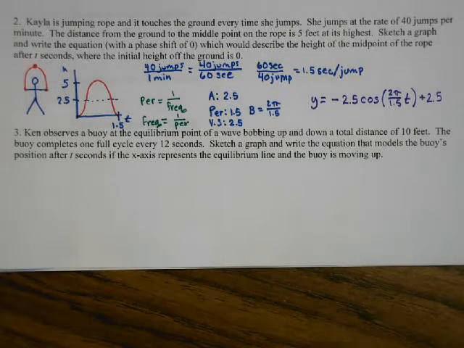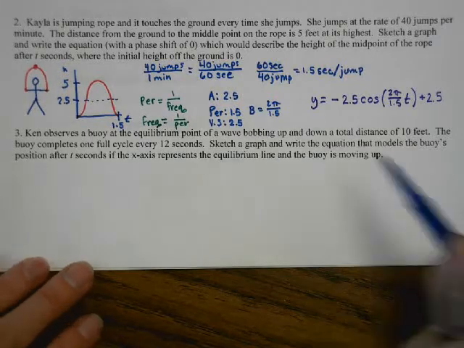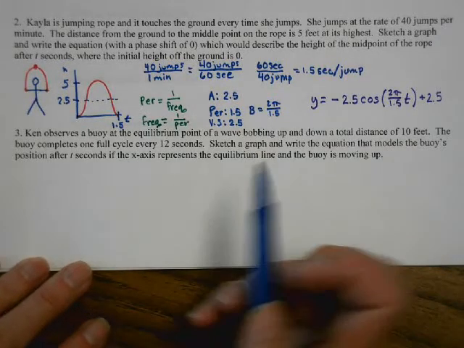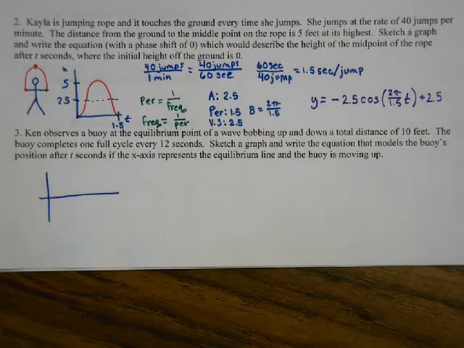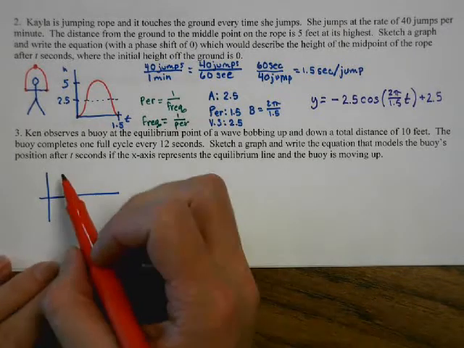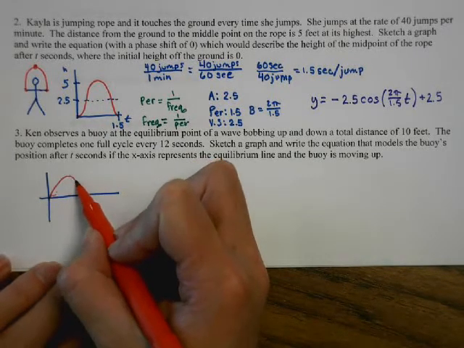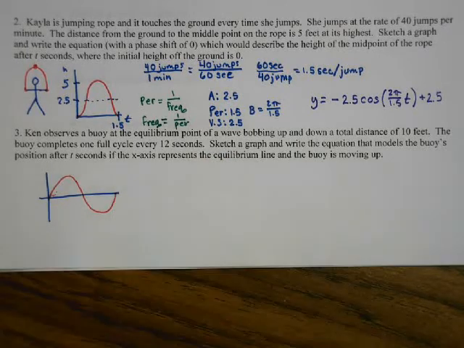Ken observes a buoy at the equilibrium point of a wave bobbing up and down a total distance of 10 feet. The buoy completes one full cycle every 12 seconds. Sketch a graph and write the equation that models the position's height from the equilibrium point. So this one, the wave is at the equilibrium point. It's going to go up, come back down, and go there. Negatives actually make sense, because if you think about water, the water is going to be level, and the wave is either going to go above that point or below that point.